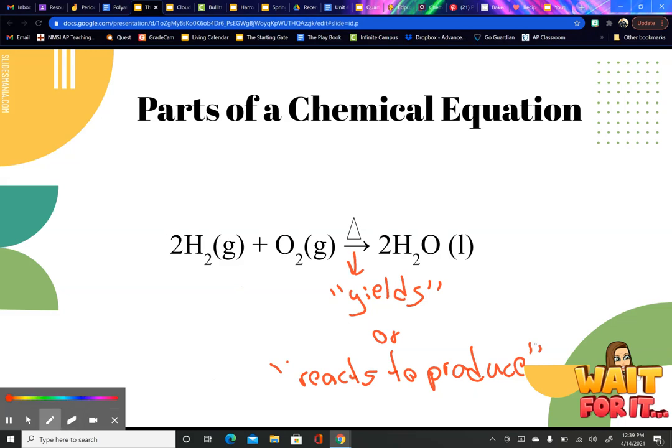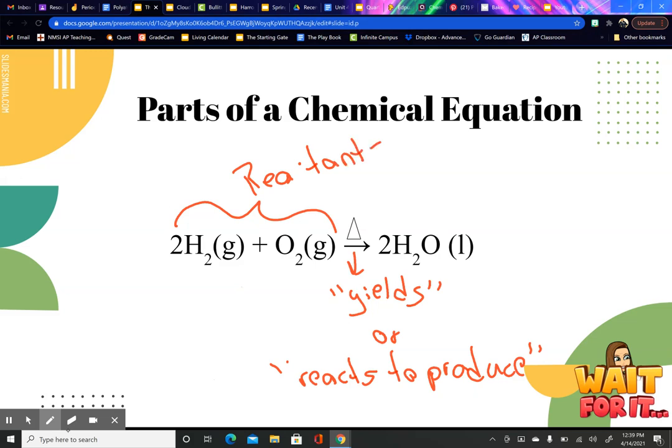All right, the next thing that I'm going to look at is the stuff on the left and what that is called. So the initial substances in a chemical reaction or in an equation are called the reactants, and reactants do the reacting just like it sounds like. They are reactants. Anything that is to the right of the arrow is called a product. So you could have more than one product, and most of the time you will.